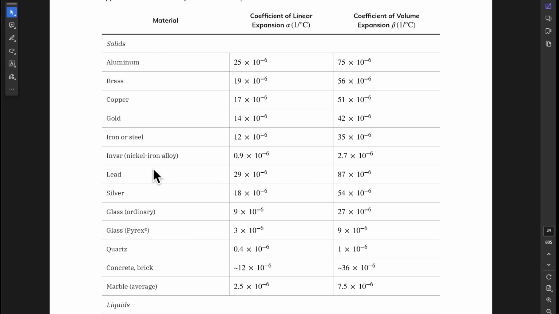And actually, if you come back up to this same table where we looked up the values of alpha, we can also look up the value of beta. And as you see, it's about 3 times that of alpha. So for gold, it's 14 times 10 to the negative 6 for alpha, and it's 42 times 10 to the negative 6 for beta. 42 is 3 times 14. With iron or steel, it's 12 and 35. Slight difference, but there's probably just a rounding error.